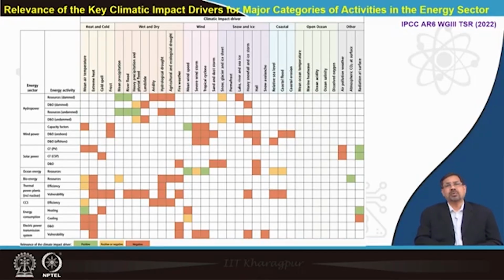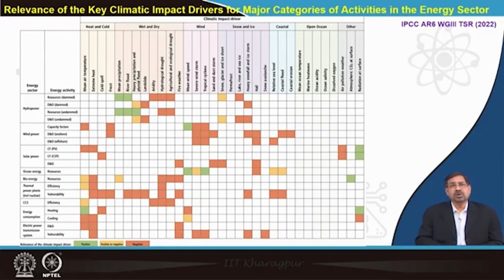Coming to the next one, with respect to aridity, hydrological drought, and agricultural and ecological drought, here in terms of the dry particularly, it is shown with the red mark. In terms of the red mark as far as the resources are concerned, yes, hydropower will be negatively affected by climate change or by temperature rise, as far as hydropower energy sector generation is concerned.